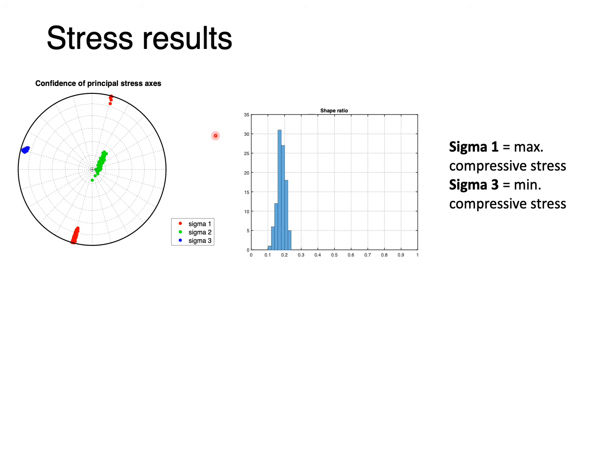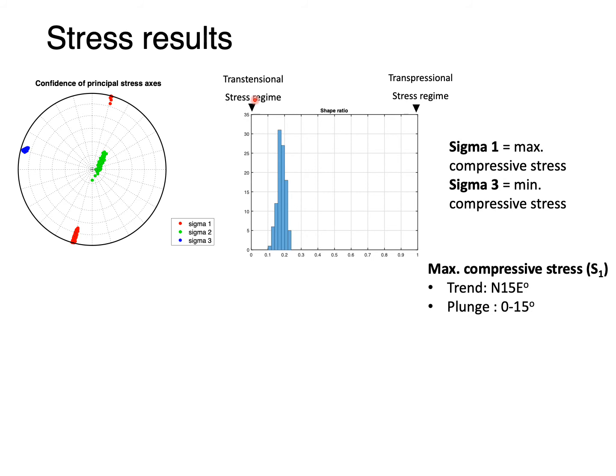And here this shows the R ratio, which is the R shape ratio value, and this ranges from about 0.1 to 0.2. And so this is consistent with a mixed stress regime that is close to transtensional, which is consistent with what we saw along the rupture. We have these regions of normal oblique faulting.